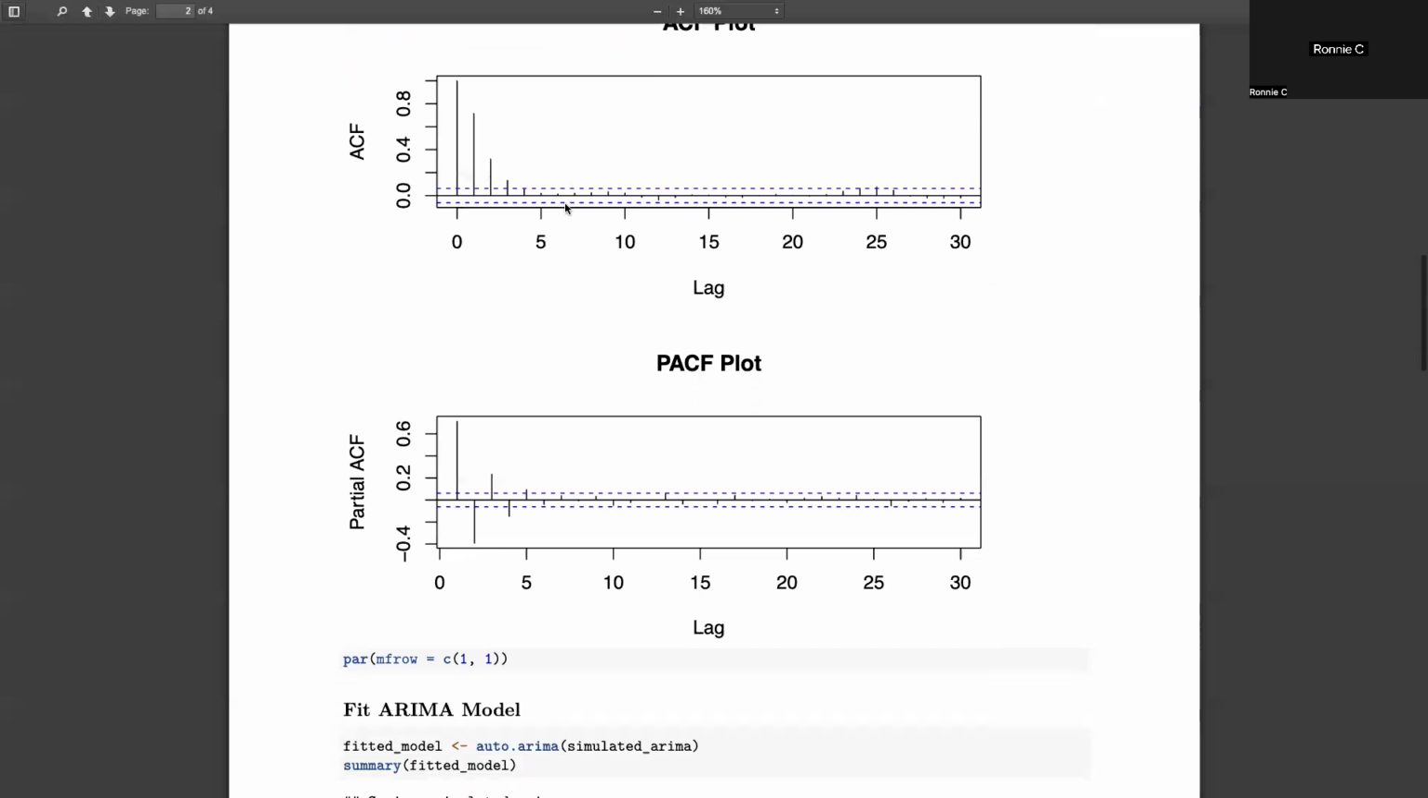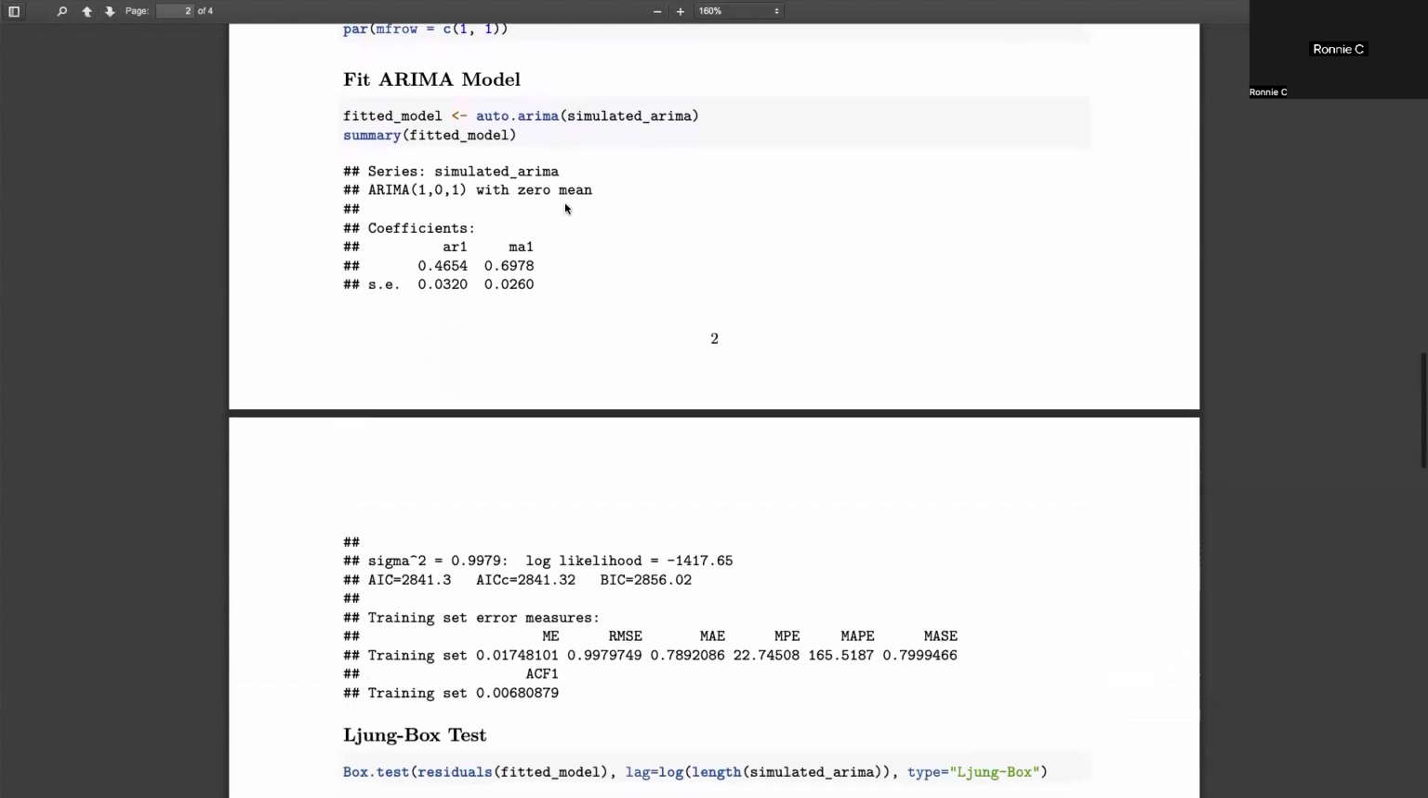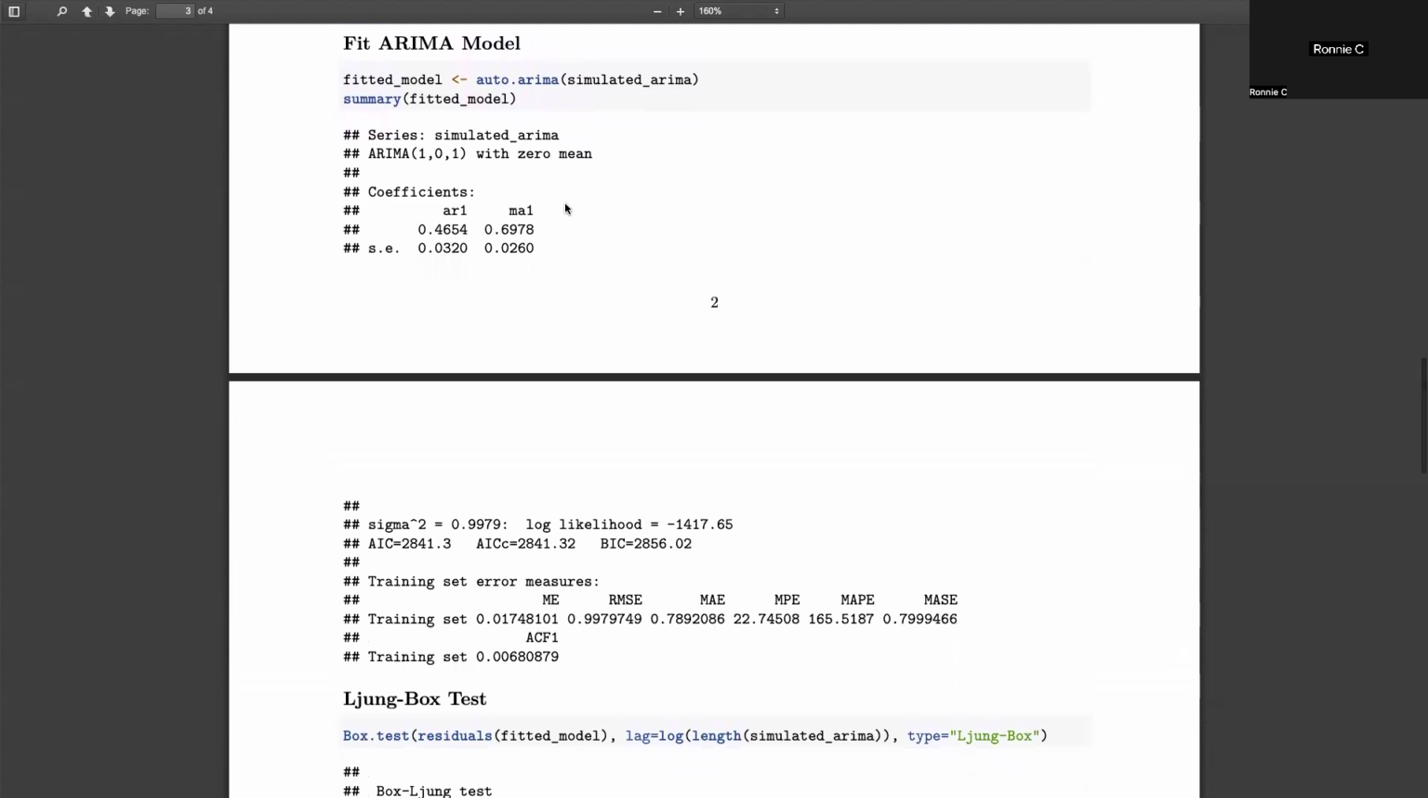Let's move on to other functions. In this case, we're looking at fitting the ARIMA model. Using the auto.arima function, we fit an ARIMA model to the simulated data.